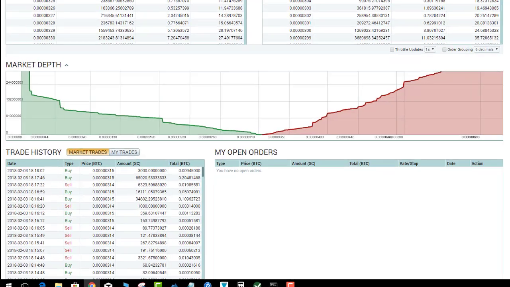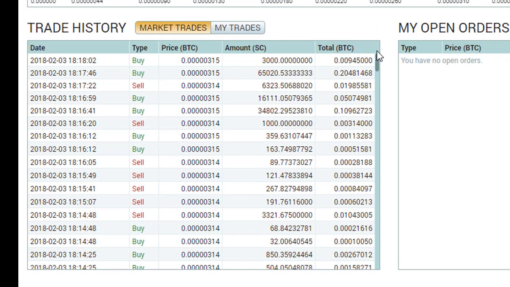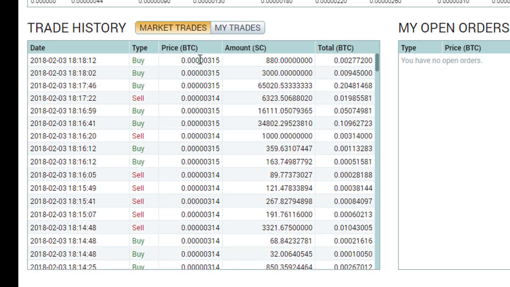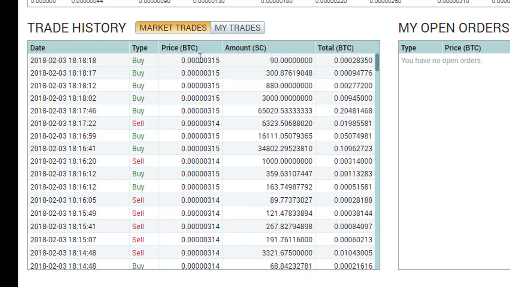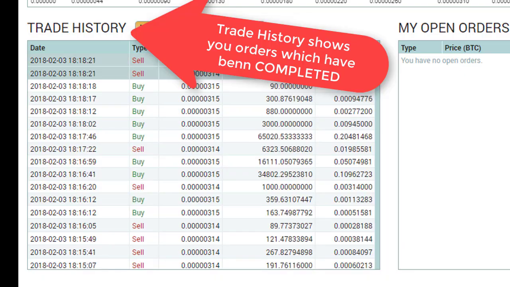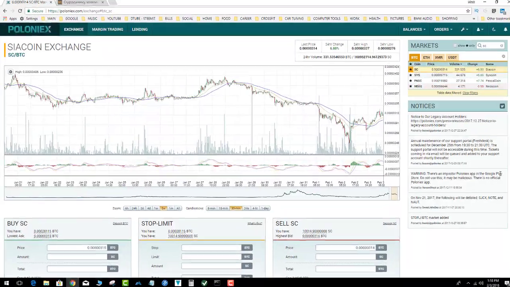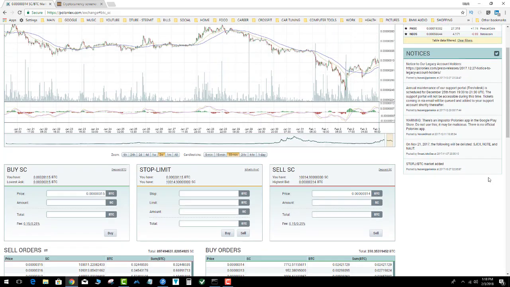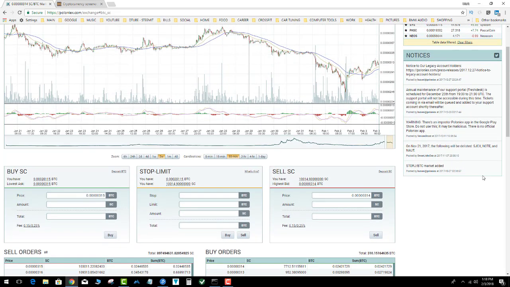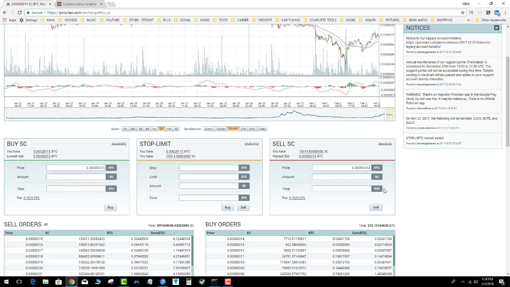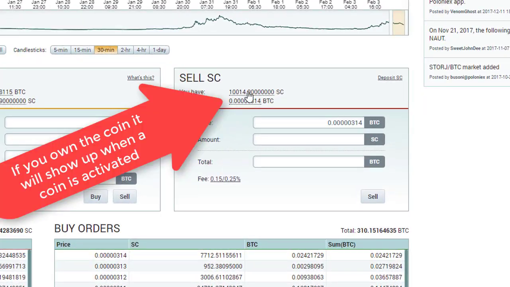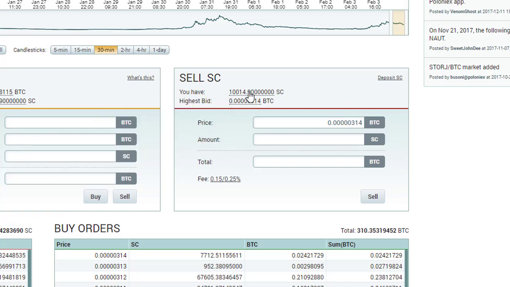Now we go down to the trade history. Trade history represents orders that were actually executed. This means that they actually went through at that price, and whether it was a buy or a sell. So that's the basics of the main exchange page. Now, if you own a specific coin, it will show what your balance is in your buy and sell boxes. As you can see, it says I have 10,000 SIA coins.